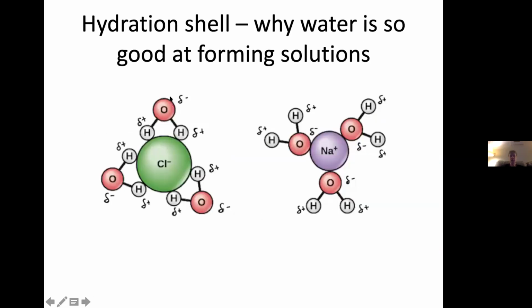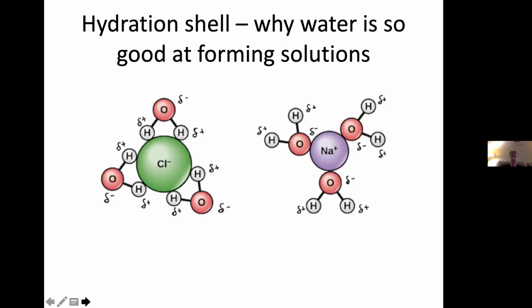And lastly, water is really good at forming solutions. And so what's a solution? If you put salt, which is NaCl, in water, the Na and the Cl will break apart into the ions, Na being positive and Cl being negative.